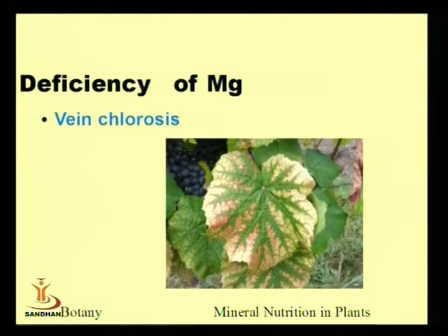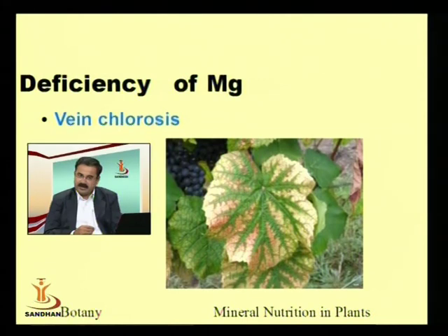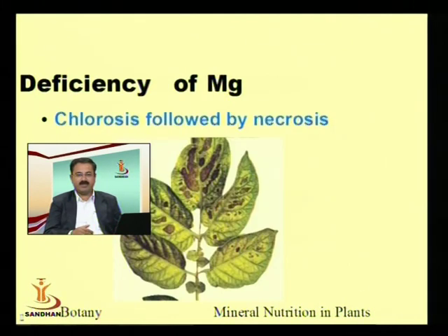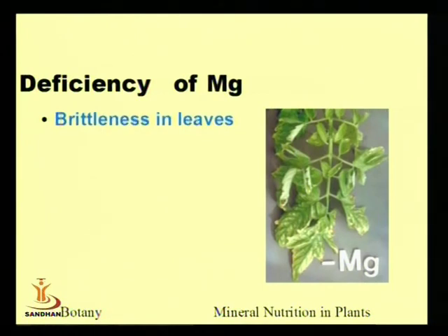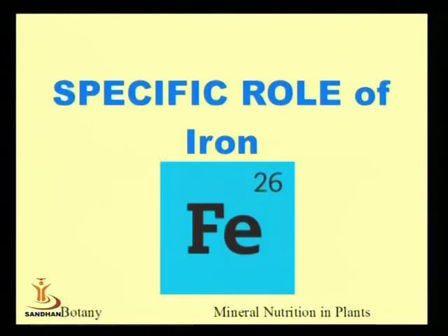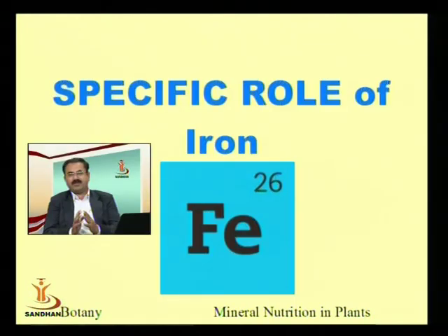Because of their essential role, its deficiency leads to vein chlorosis. The rest of the cell part will have chlorophyll, but it will be seen very well that the vein part will lose chlorophyll because magnesium is immobile. This chlorosis is further followed by necrosis. There will be holes, tissue will be lost, and the leaf will become brittle, and this brittleness will ultimately result in leaf fall. So for leaf health, magnesium is a must.